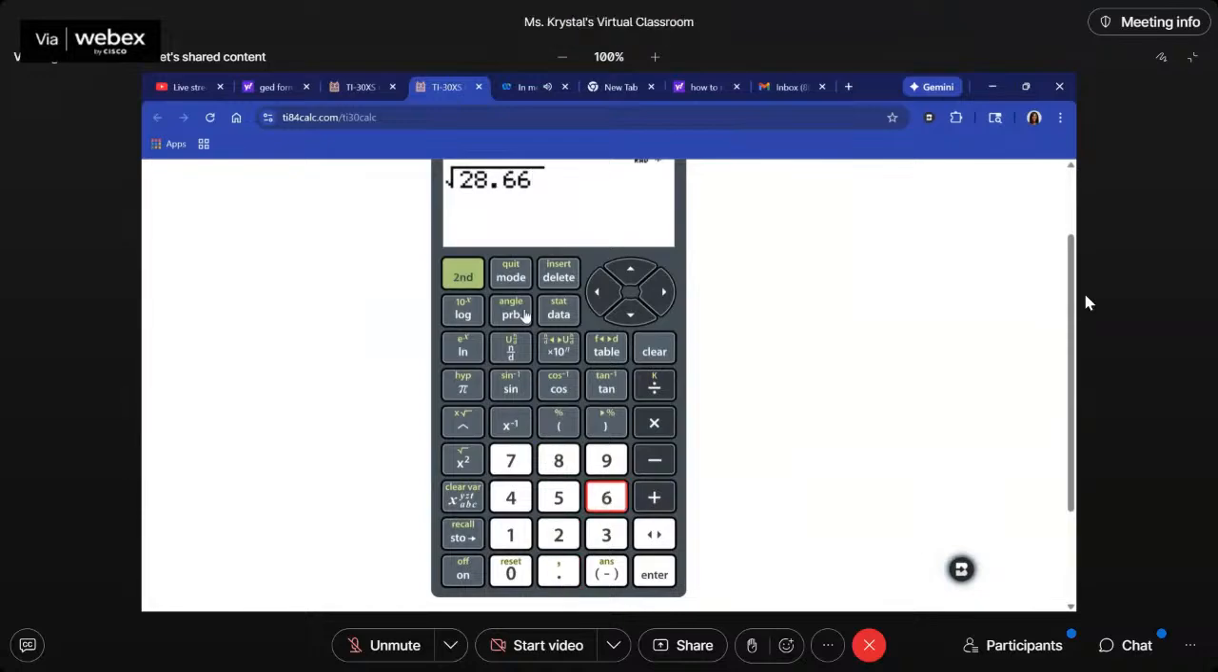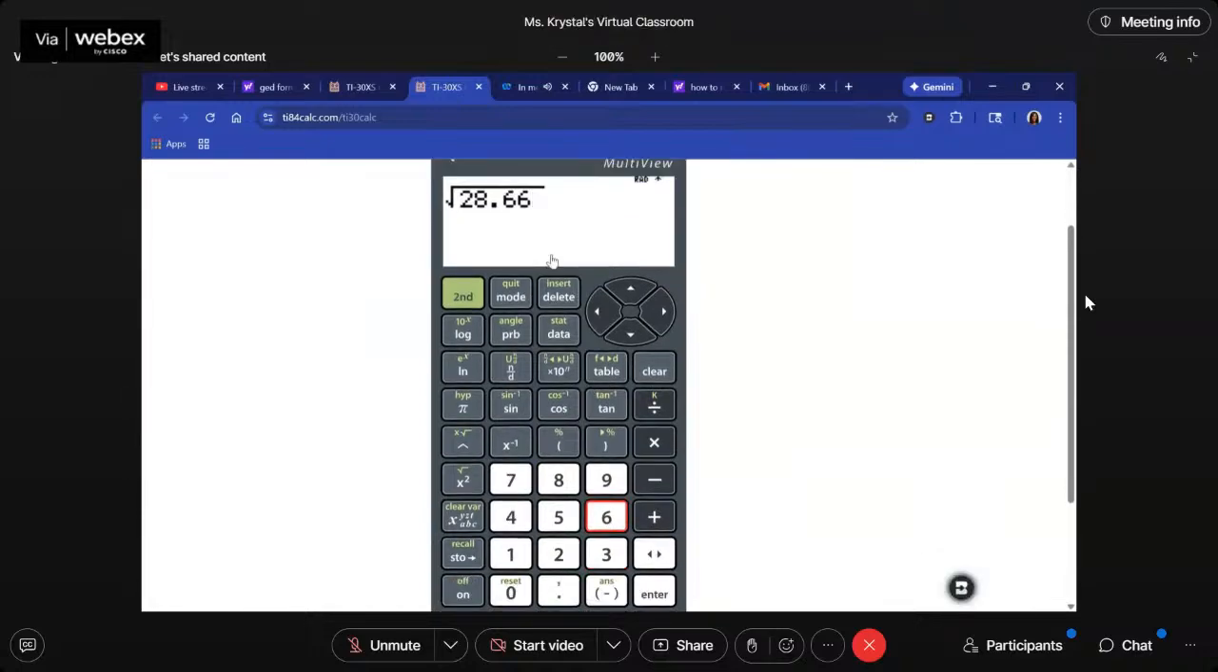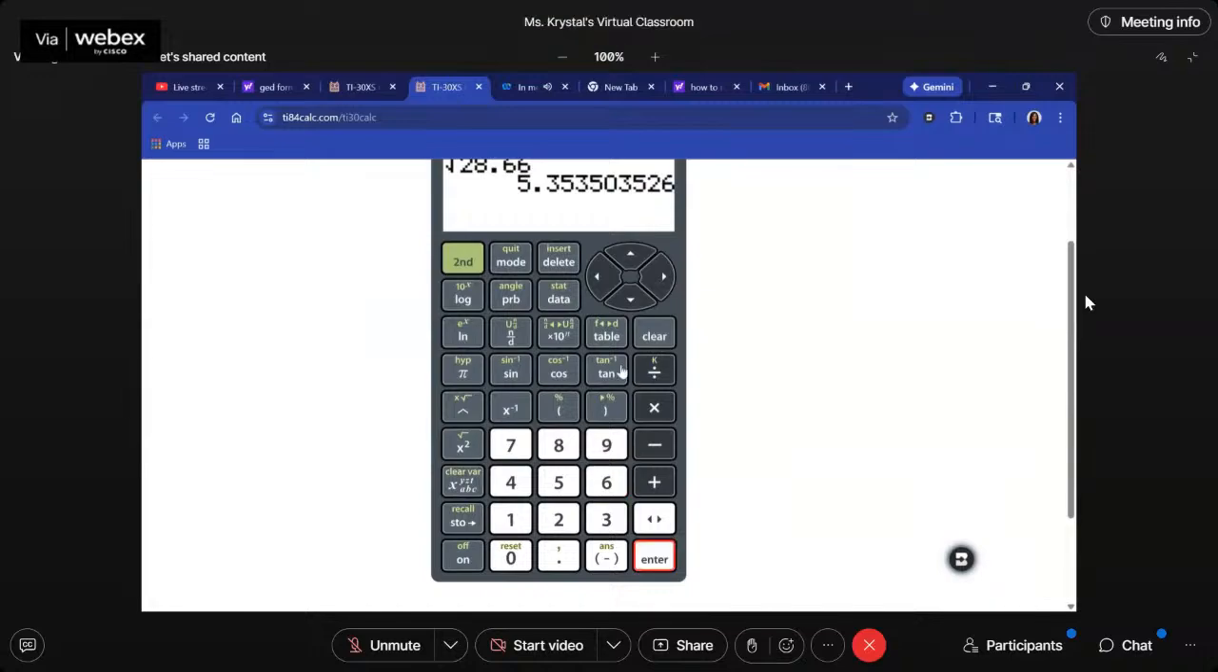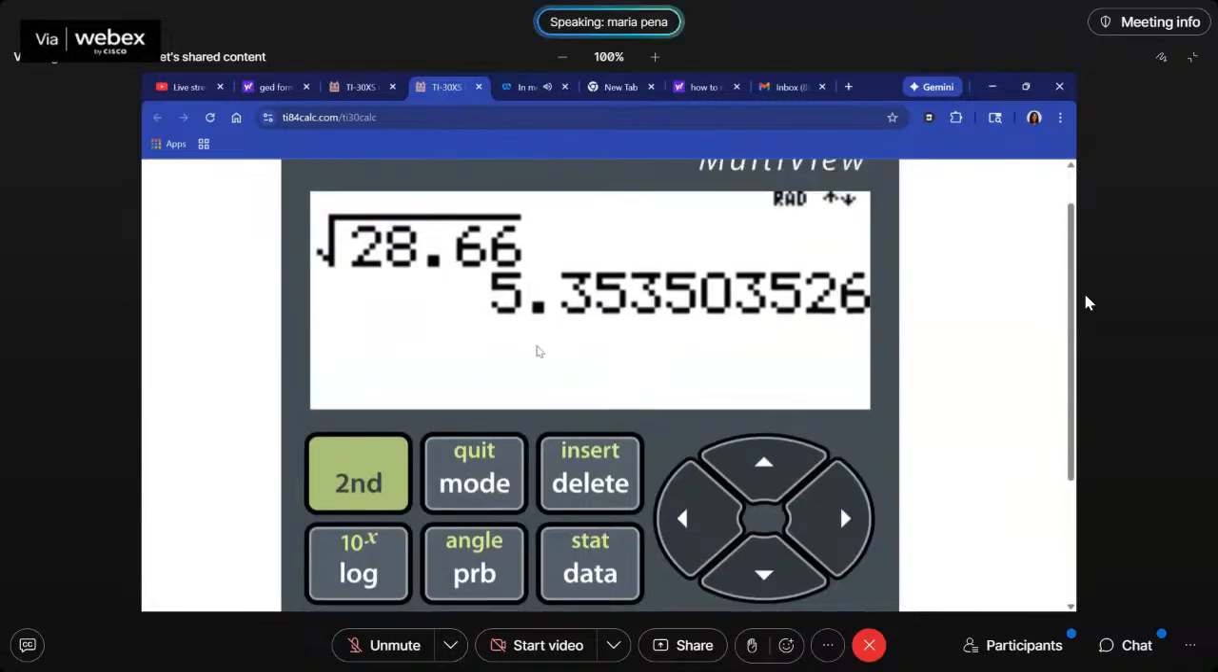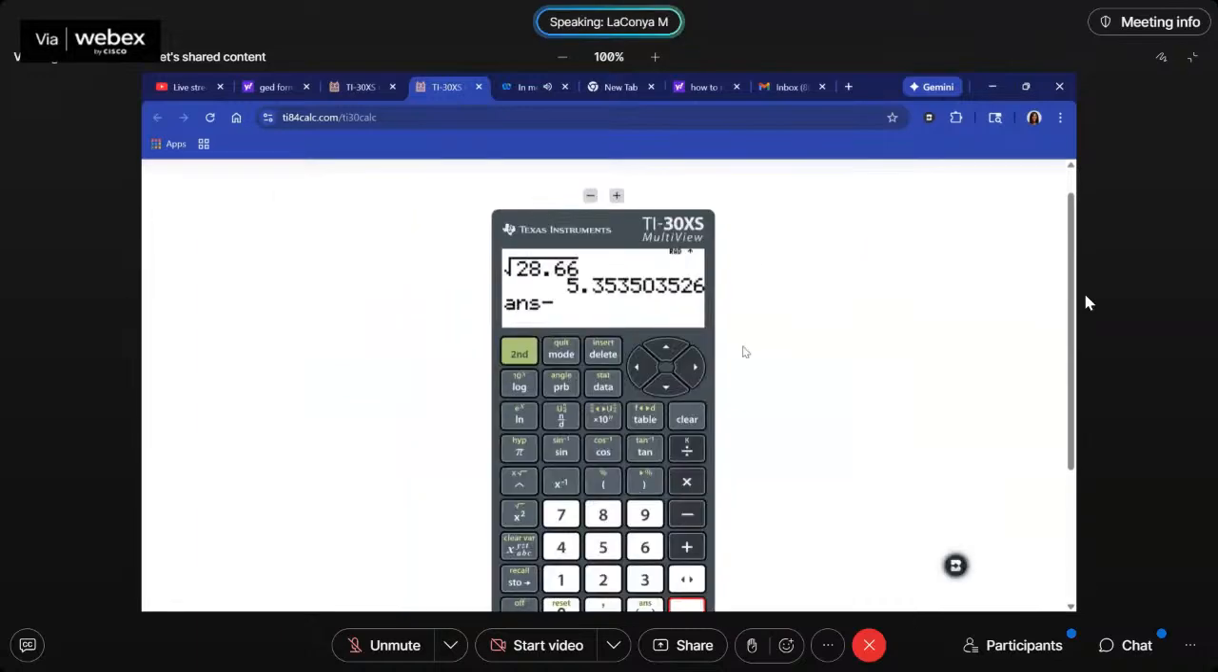28.66 underneath the square root button, just like this. And when I press enter, I get 5.35. Okay, I hit the one above the X squared. That's what I did, and that's what I was letting you know.